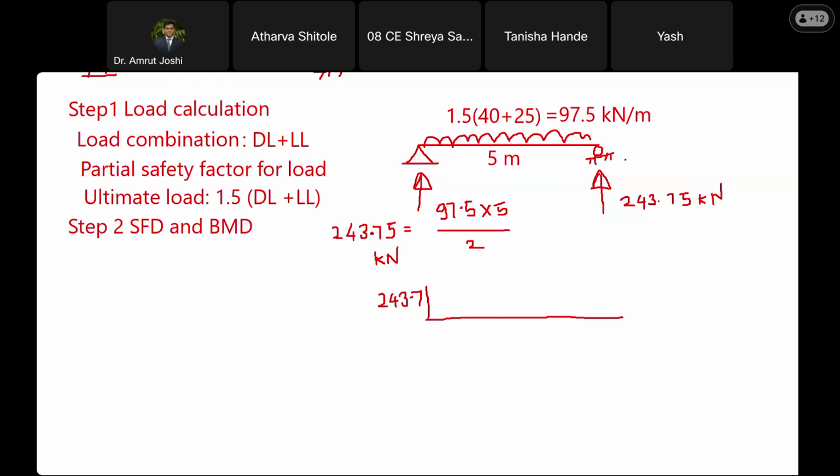And then at the end we have to rise by the reaction, so that is also 243.75, but on the negative side, 243.75. And as there is a UDL on the beam, therefore the shear force diagram has to be linear. So the shear force diagram varies something like this. Are you with me? So this is SFD.